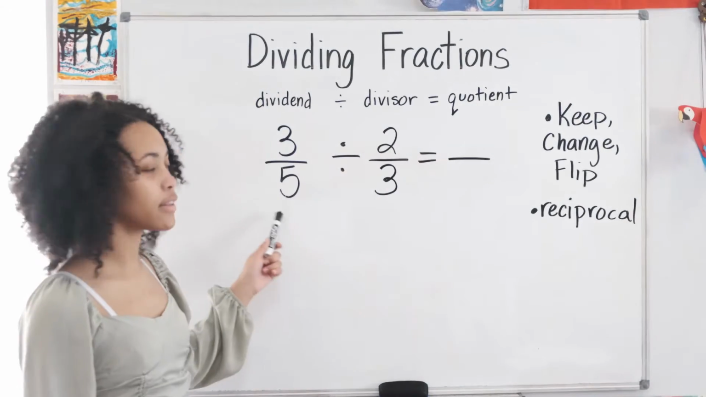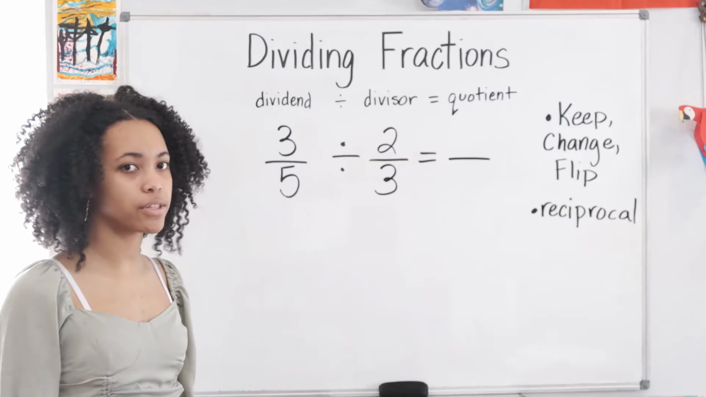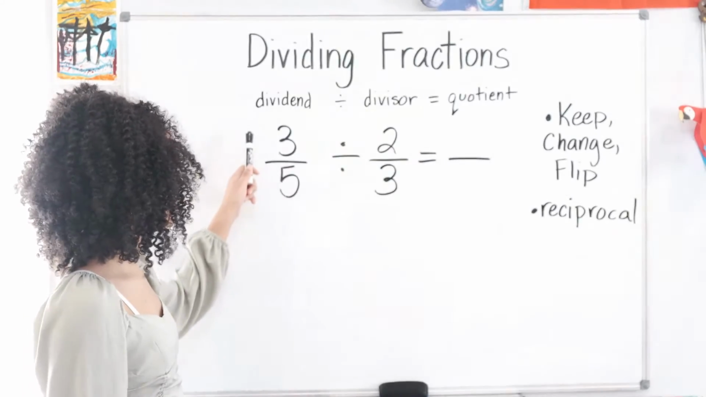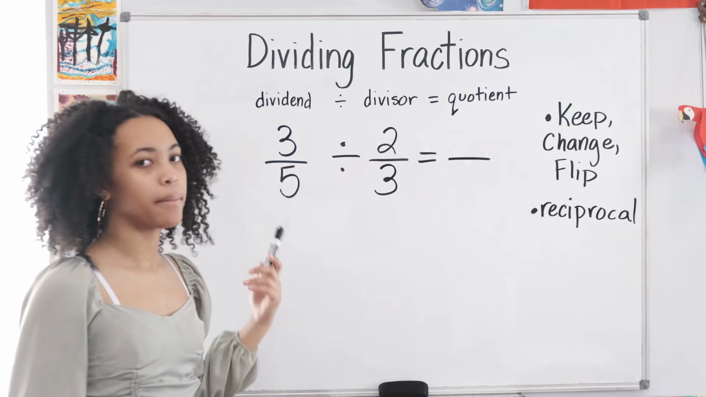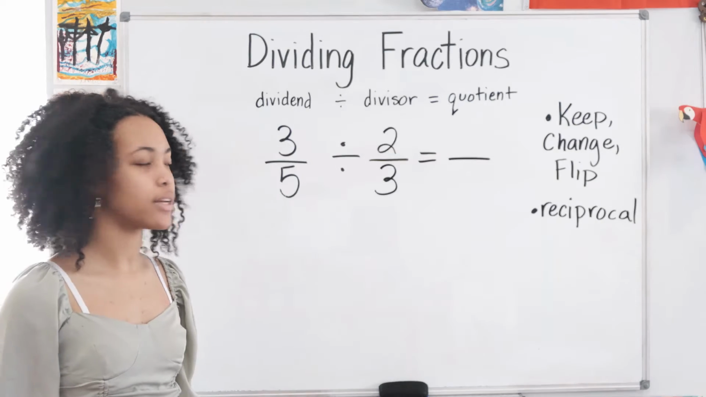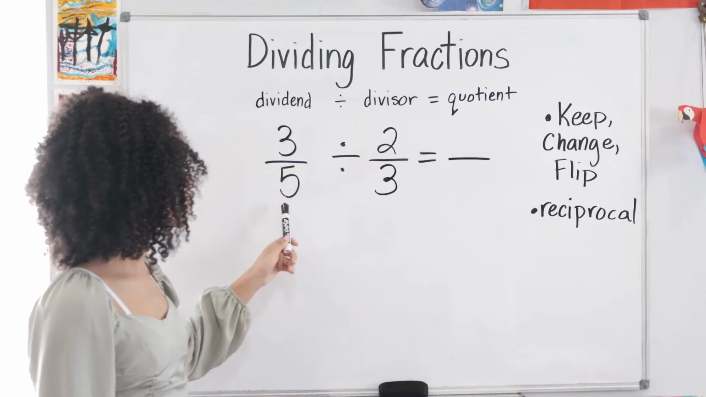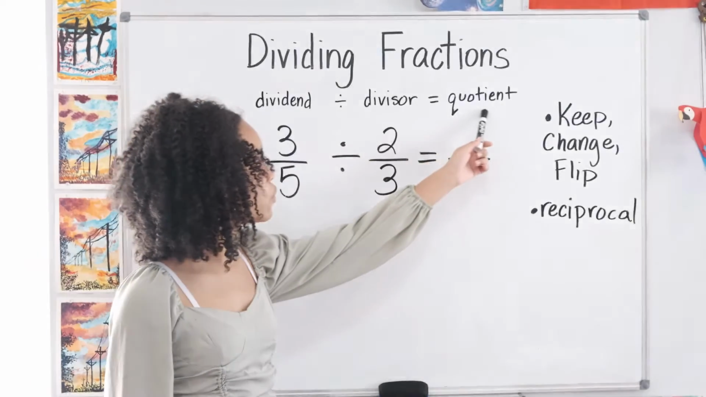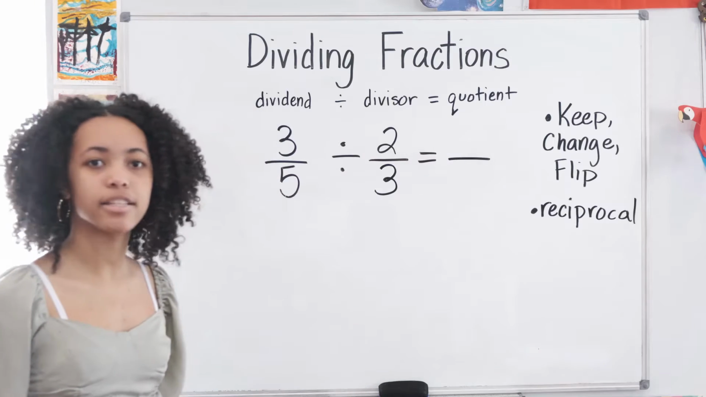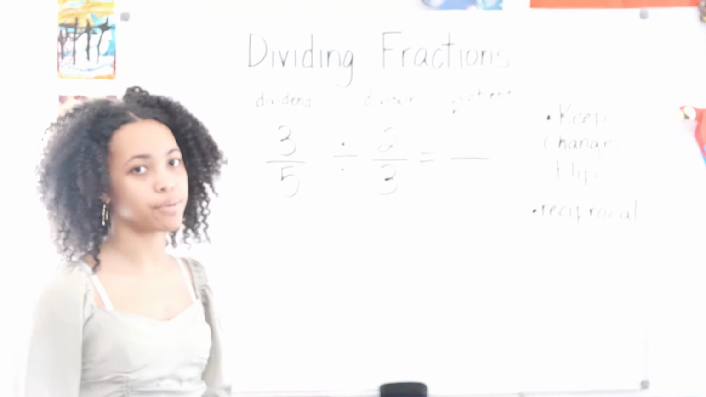Before we go into solving this equation, I want to show you the parts of it. We have the dividend, which is 3/5, and we have the divisor, which is 2/3. Basically, what we're trying to figure out is how many times 2/3 goes into 3/5. And the answer to that is called the quotient. Now, let's get into the process of solving this division problem.